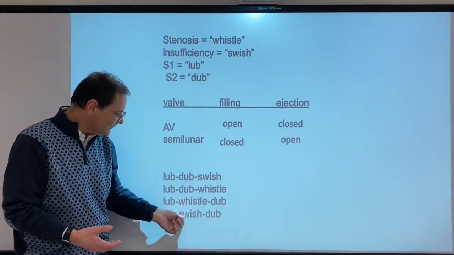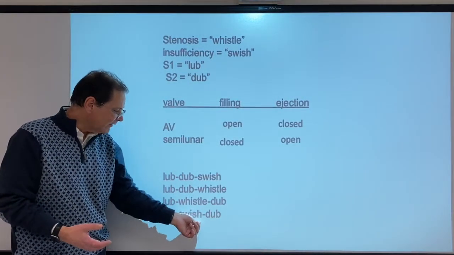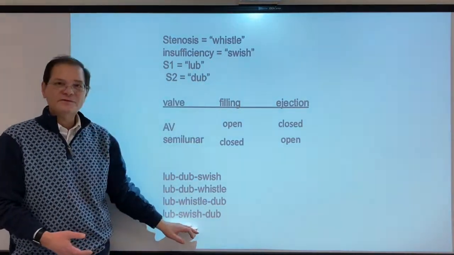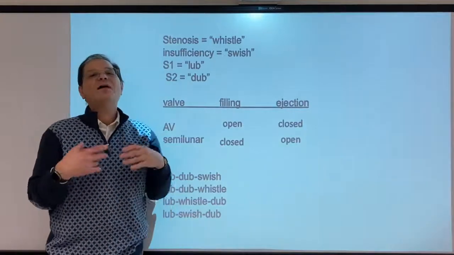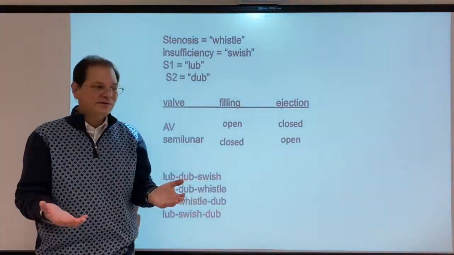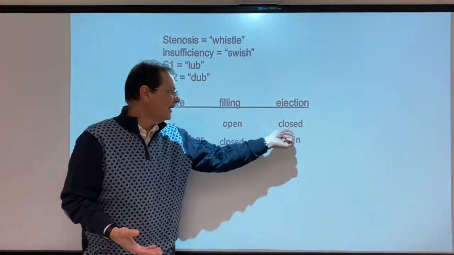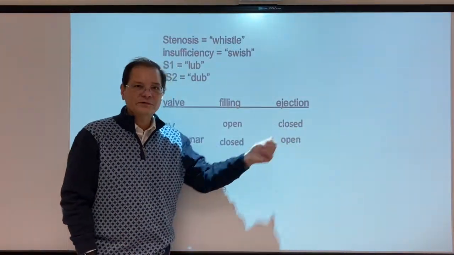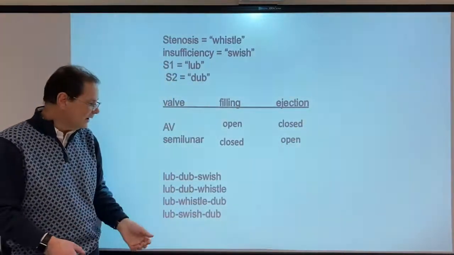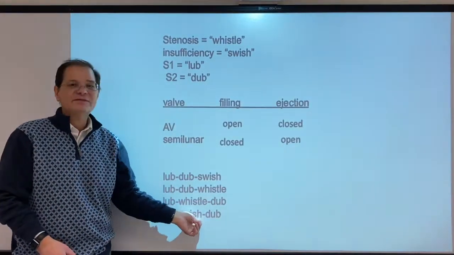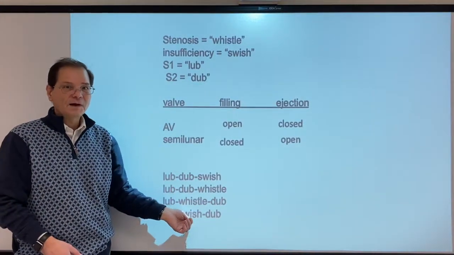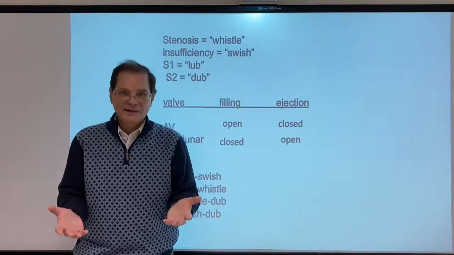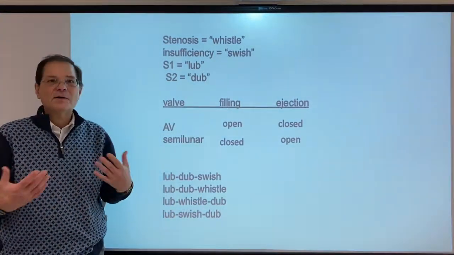And finally, lub, swish, dub, systolic murmur, low-pitched swish, meaning we're looking for an insufficient valve. We're looking for a valve that's closed during systole. And our AV valves, our mitral valve and our tricuspid, are the ones that are closed during systole, during ejection. So here we're looking at an insufficient mitral or tricuspid valve.